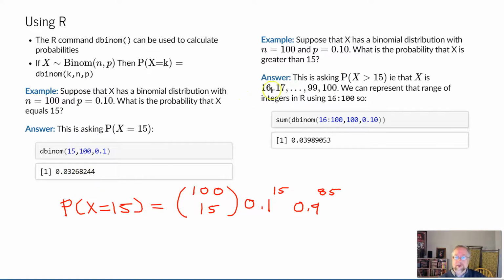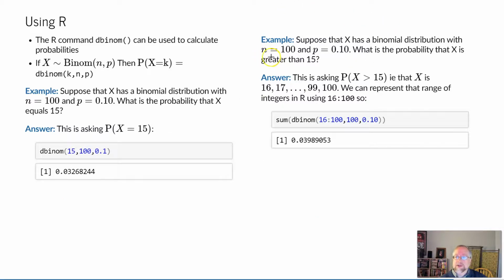Now, here's a different question. Suppose that x has a binomial distribution, same setup. What is the probability that x is greater than 15? So here's where you can get an exact answer using R, and you wouldn't want to do this by hand. In R, I can use a colon to represent a range of values. So 16 up through 100 is 16 colon 100.